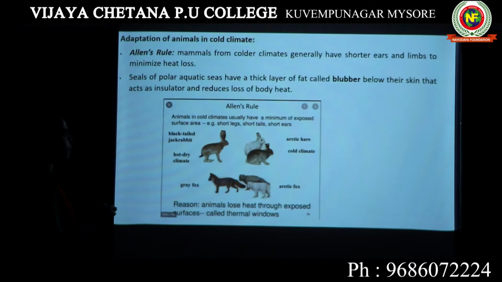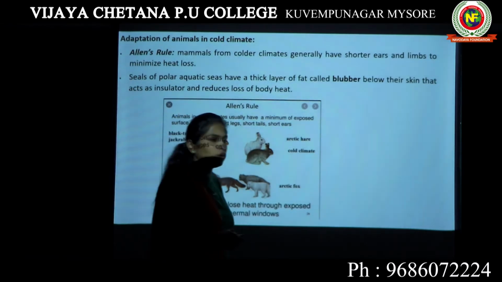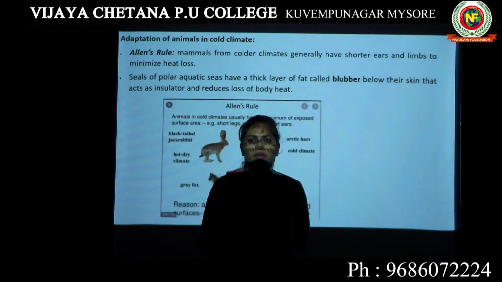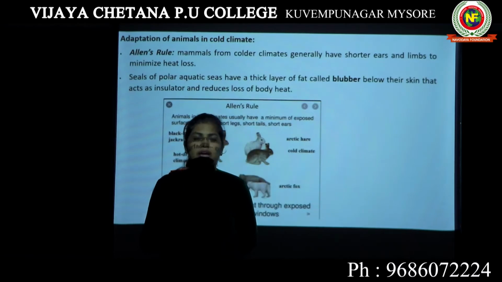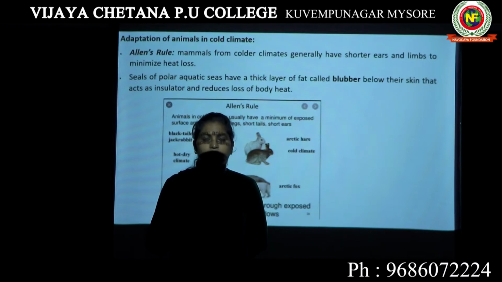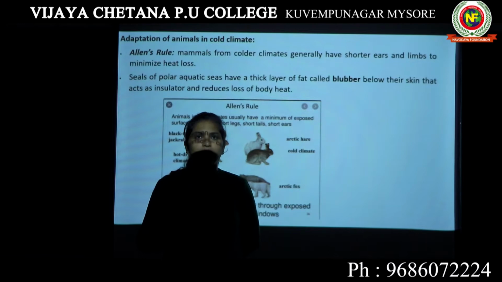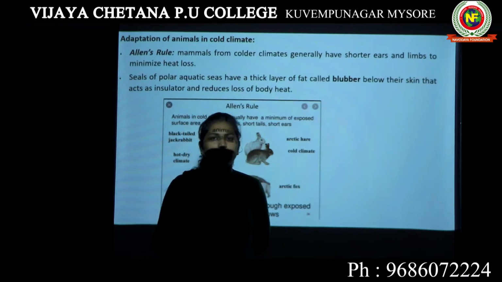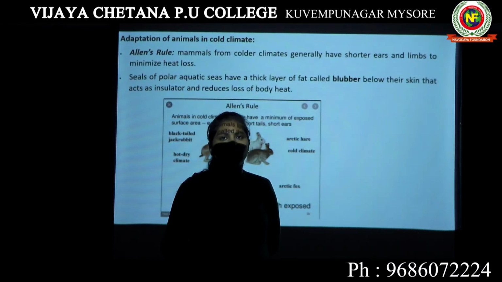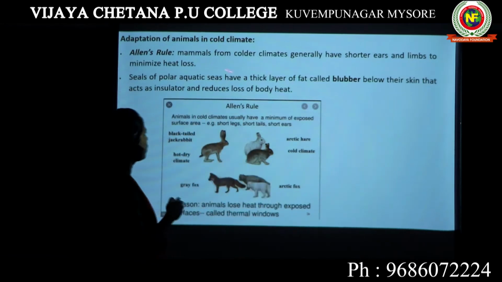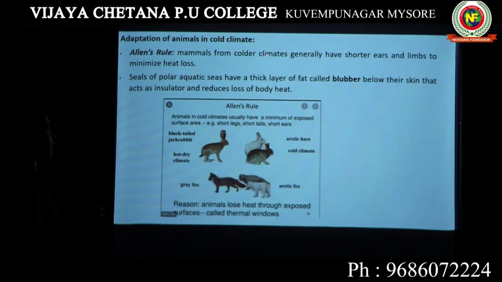So why this change? Why do they have shorter ears and shorter limbs? If they have shorter ears and shorter limbs, it indicates their body surface area is less. When the body surface area is less, they very slowly lose heat from their body surface. Mammals from colder climates generally have shorter ears and limbs to minimize heat loss.